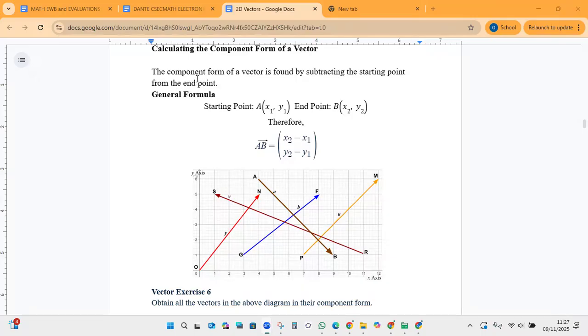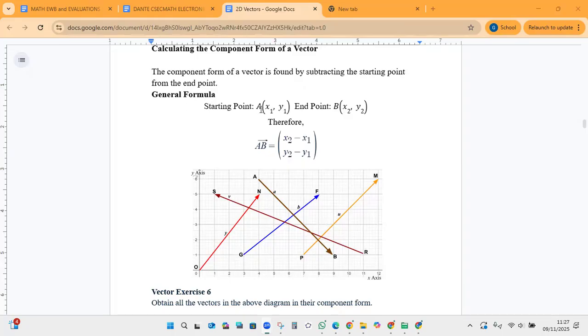Now, it is very important to be able to translate words to symbols when it comes to mathematics. So what does it mean to subtract the starting point from the end point? Here we have a general formula. Let's call the starting point A, for example. A would be x1, y1. Remember, a point has two coordinates, x and y, with x coming first and y coming after.